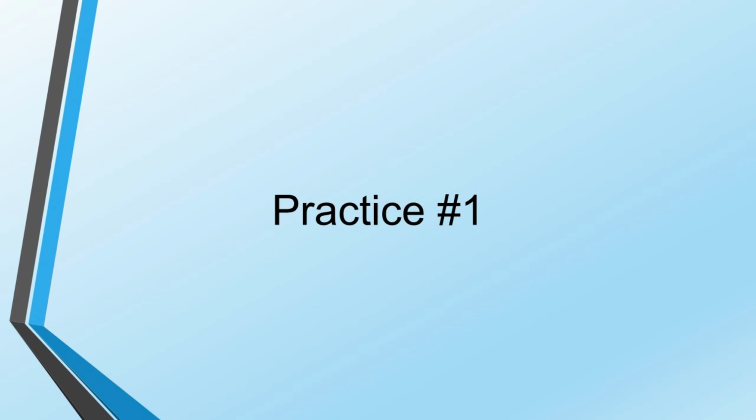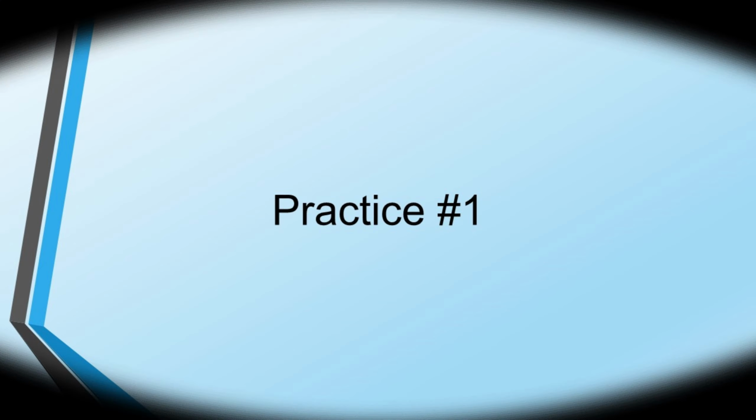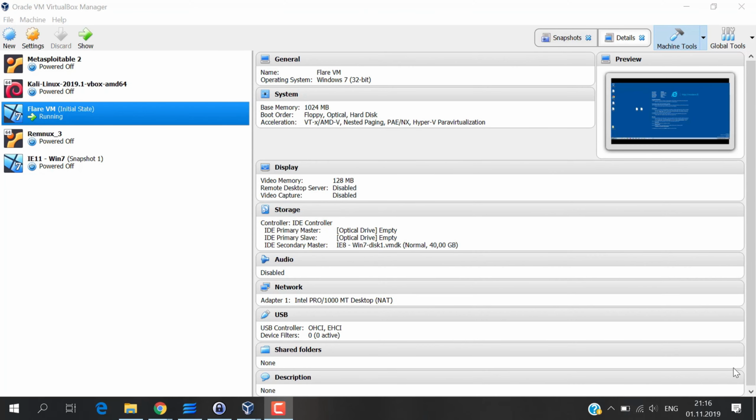In this part of the video, we'll explore how to conduct static analysis of portable executable files. We'll perform the analysis using Flare VM. Firstly, check your virtual machine's network settings. I recommend either completely disabling the network adapter or setting it to the internal network mode.